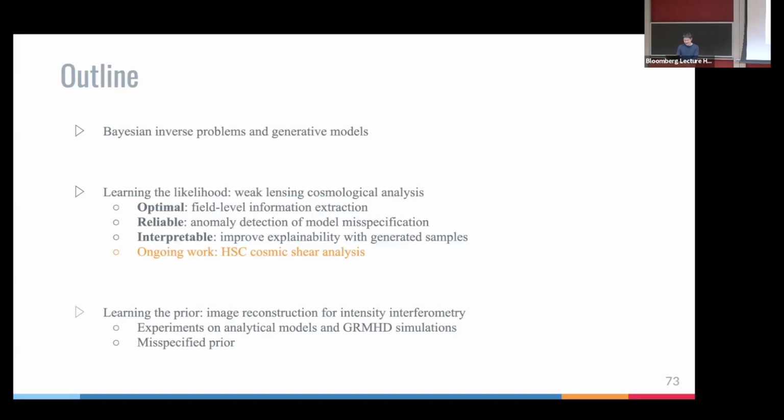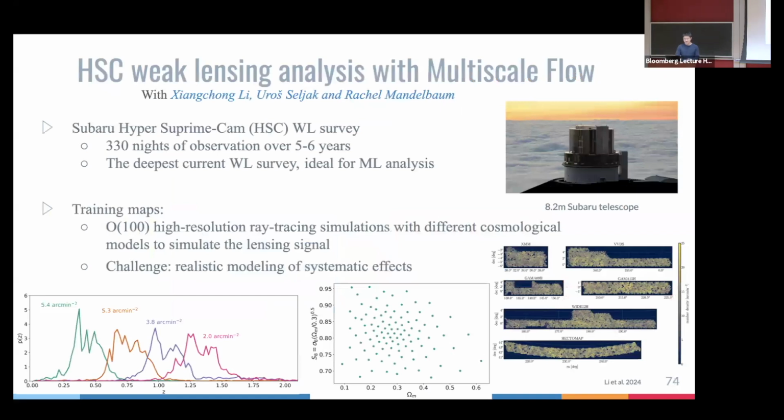Okay, and finally, I'd like to talk about some current work on HSC analysis. Currently we are applying the same framework to the HSC weak lensing survey, which is currently the deepest survey for weak lensing. It has the highest galaxy number density, which is ideal for this kind of field level analysis to probe the small scales. To do the analysis, we run 100 high resolution N-body simulations, and we put lots of effort into the modeling of systematics.